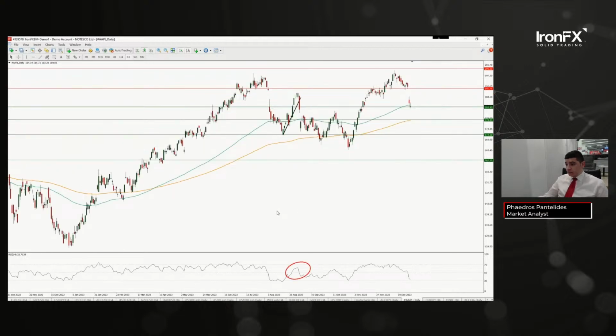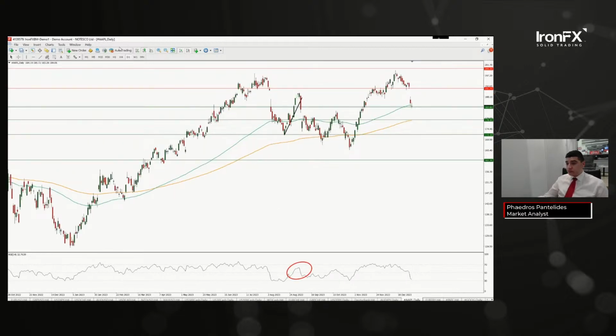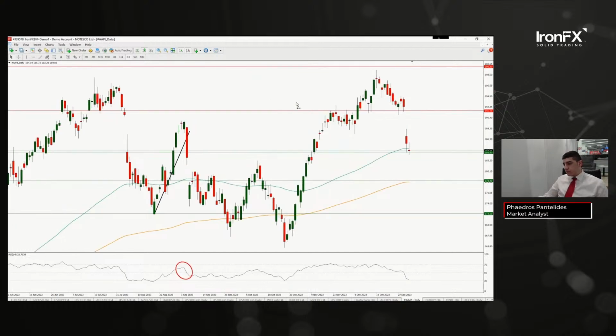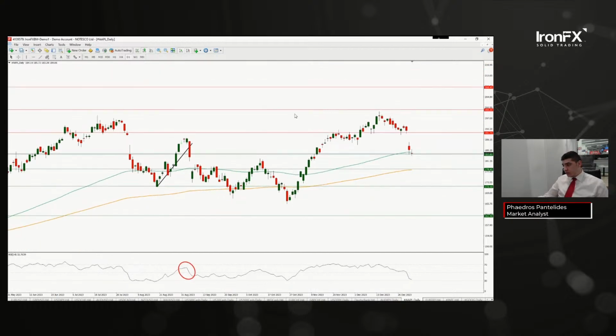What we could do, have we done Apple? Apple tested and is currently tested support 183.80, and we're going to be marking this gap for future reference. So we're taking a shape. We're on our MT4 platform, taking it between the two wicks. So this might be filled in the future.